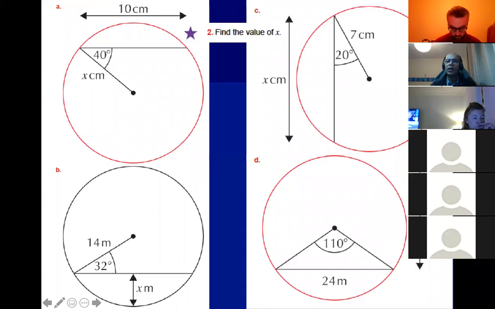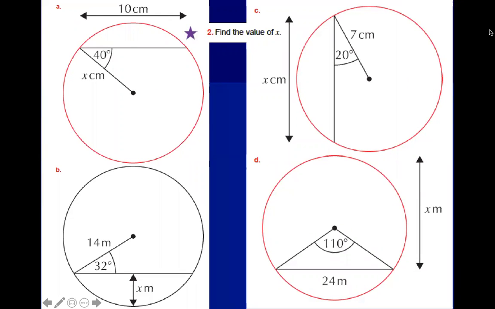A question here. So the question we're asked here is to find this length x. Remember, we look at a couple of things: Pythagoras, and the other thing was SOHCAHTOA.